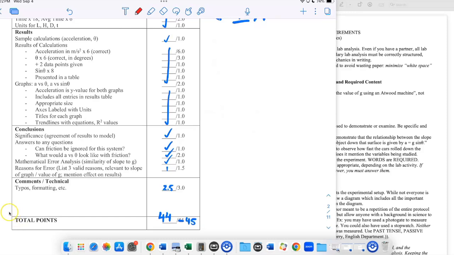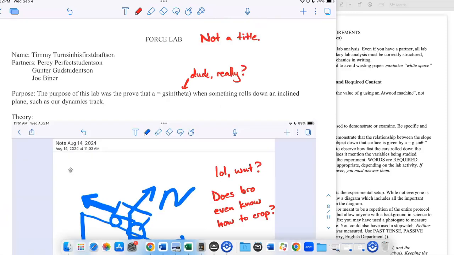All right, let's see how Timmy fared. Timmy, true to his name, turned in his first draft and honestly may have spent about 15 minutes in all writing this thing. He didn't even try. His title is not a title.